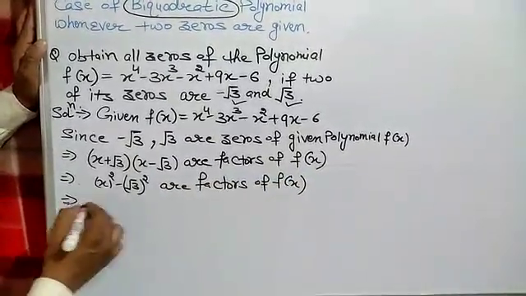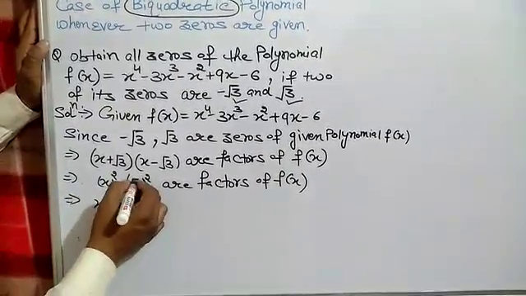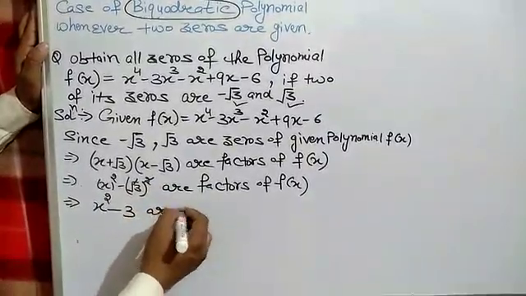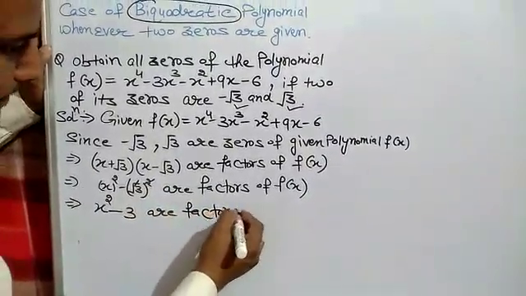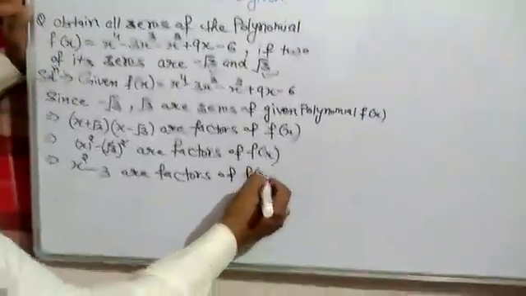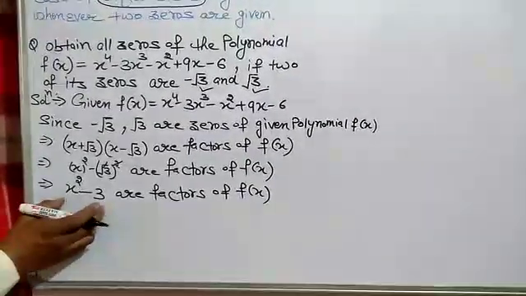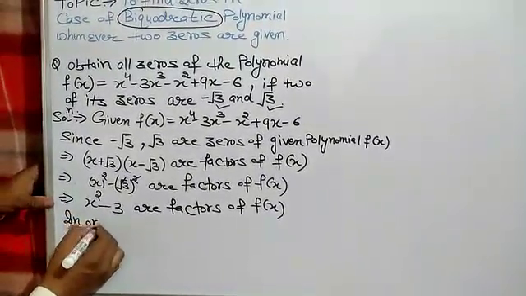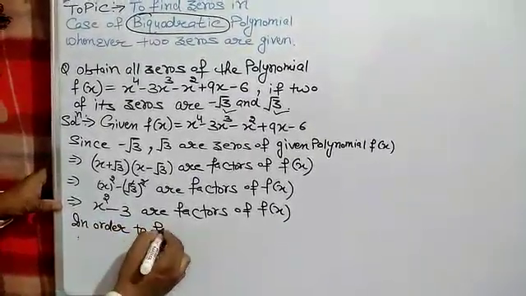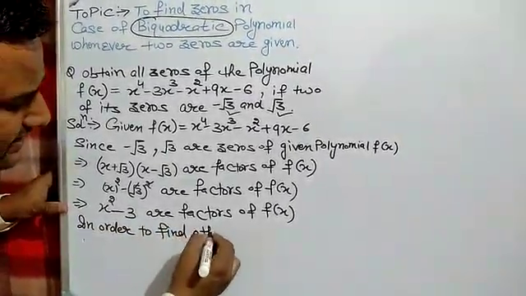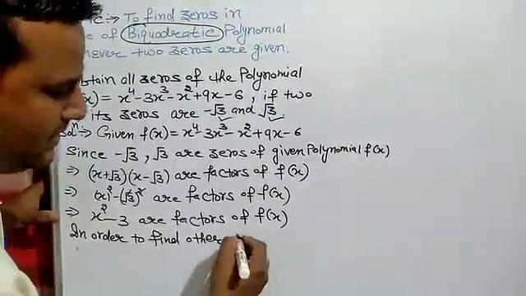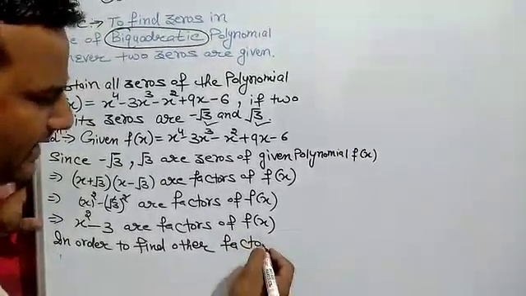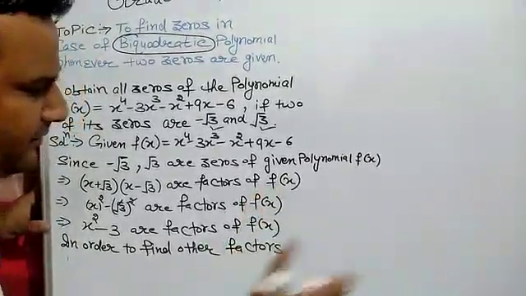So it further implies that x square minus, see, square root and square cancel each other, we are left with 3. So x square minus 3 is a factor of f of x. So we have a factor already now. In order to find the other factors or zeros, because after factors we get our zeros.